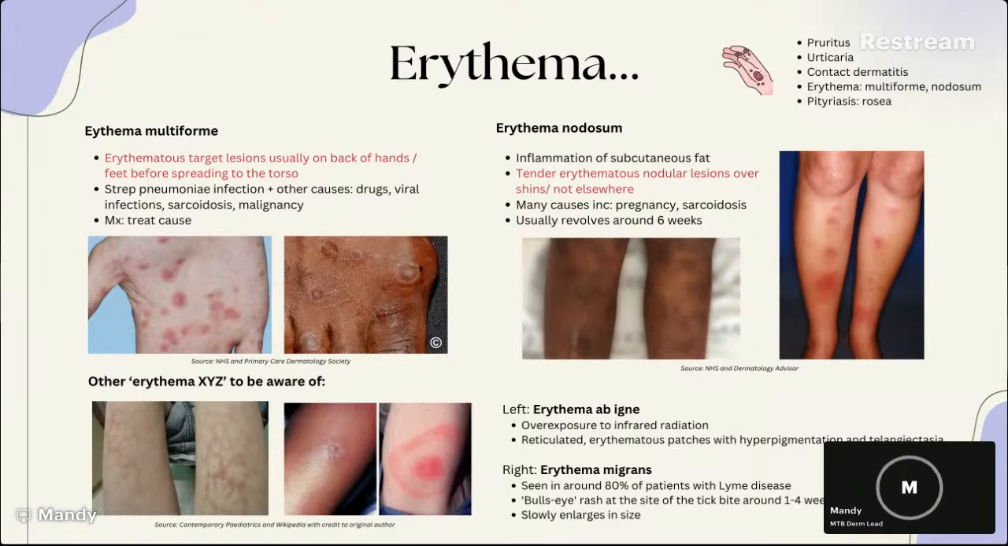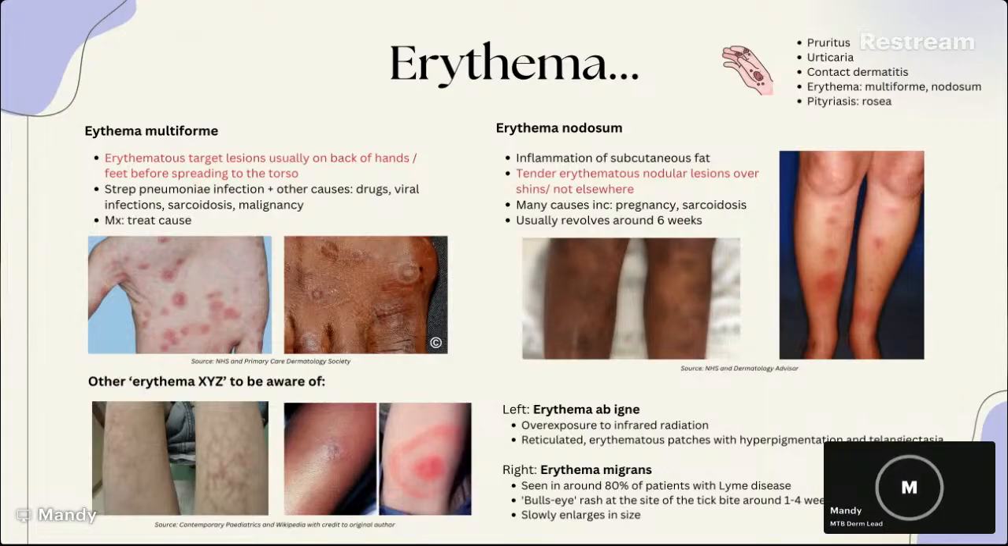For her infection. Erythematous target lesions are usually on the back of the hands or the feet before spreading to the torso. It can be due to strep pneumo infection and other causes like drugs or viral infections, sarcoidosis and malignancy. The management usually would be to treat the underlying cause of what's resulted in this particular erythema multiforme, which in that scenario was the infection that she had.